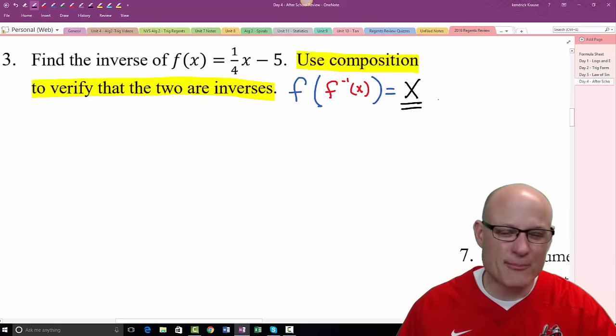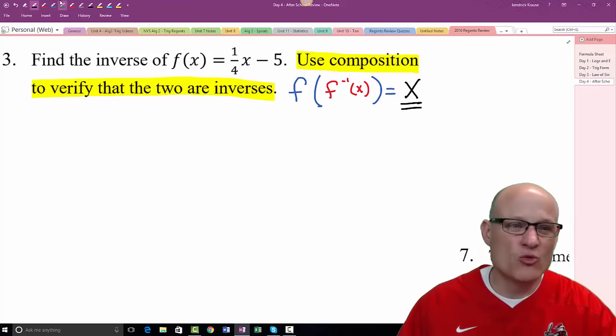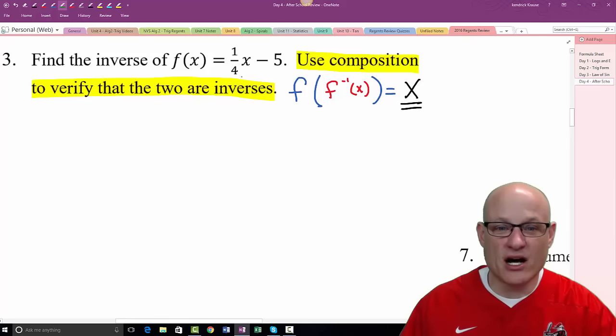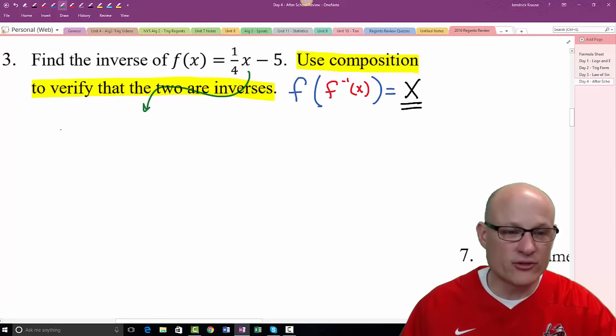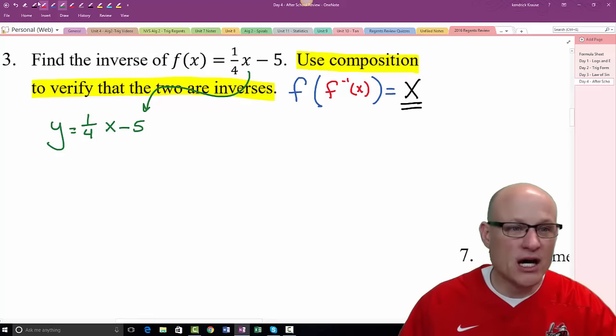So I'm using this as an opportunity to learn about inverses, or remind yourself about inverses, but also remind you of how to do composition of functions. So let's write this as y equals, well, it's not bad, it's a little weird, but y equals 1/4 x minus 5.